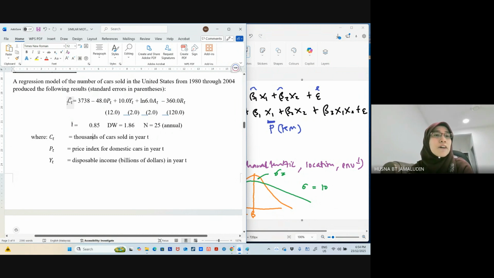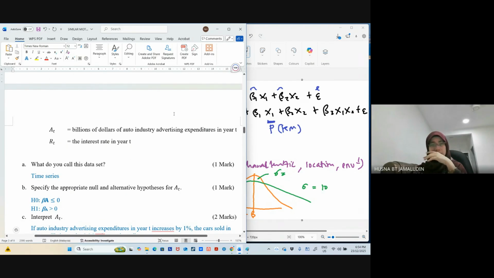You also can think of maybe a functional form. Okay, you can also think about what else. If you look at the variables, are they all relevant? The price of the car, of course, affects the sales of the car. Income. A is just now advertisement. R, what is R? Interest rate. Do you think all the variables are relevant? Theoretically. So maybe you can think of what?